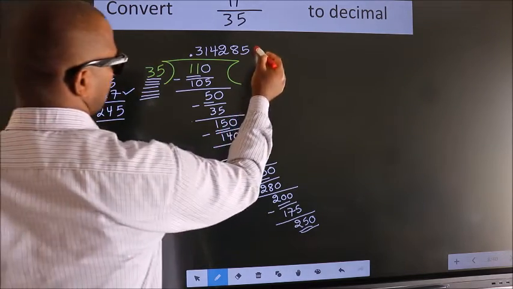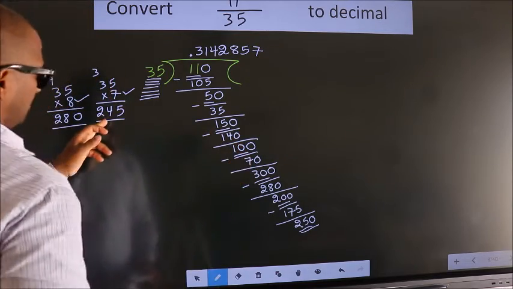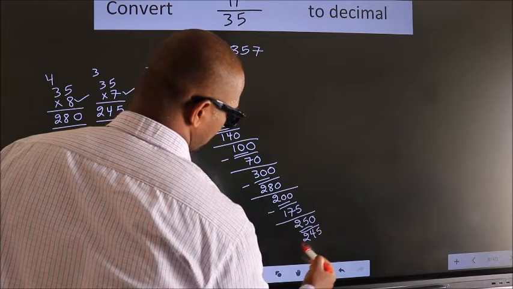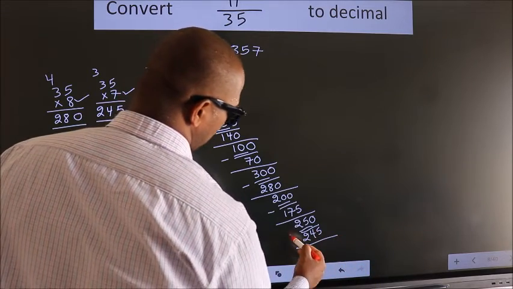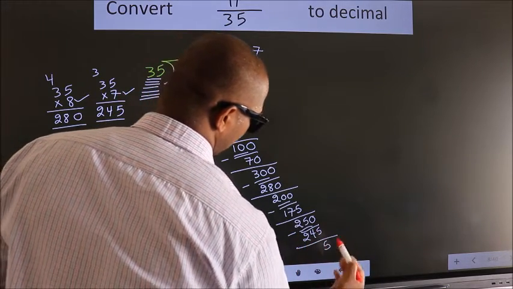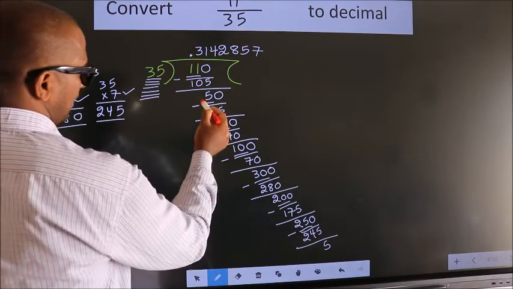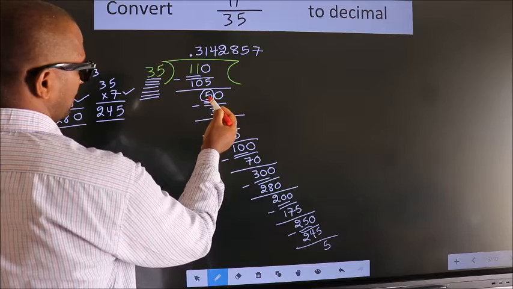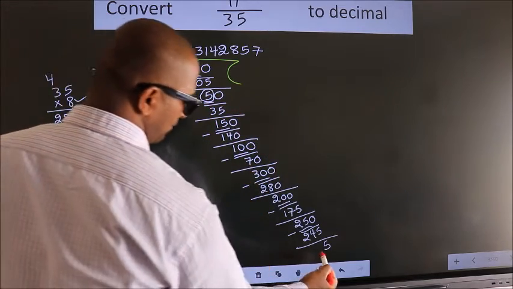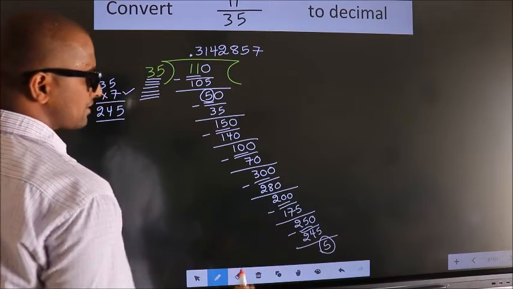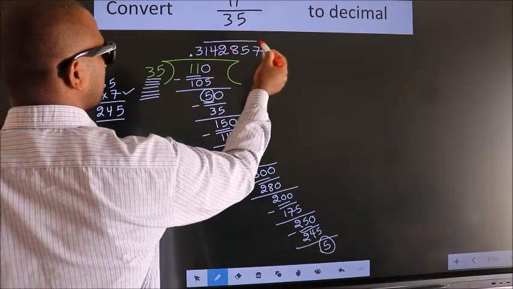So 35 7 times, 245. Now we subtract, we get 5. Now you observe, here we had 5 and we got 5 again. That means we get a bar on these numbers.